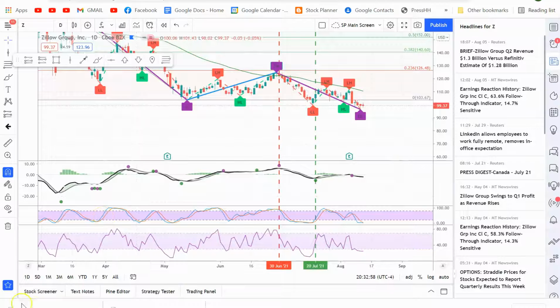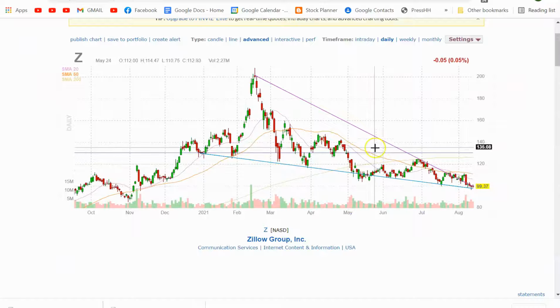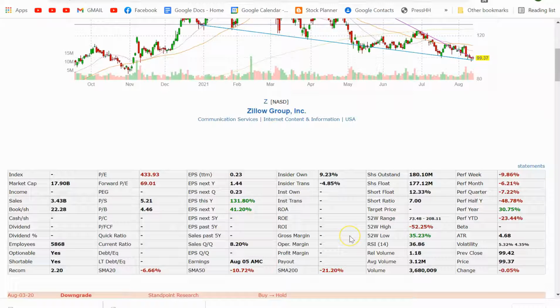So let's do a little further analysis and see what we got here in Zillow. This is sort of a descending wedge here, and that means it's about to break out one way or the other, usually to the upside. But I'm not a follower of that kind of strategy. The target price, there is none.